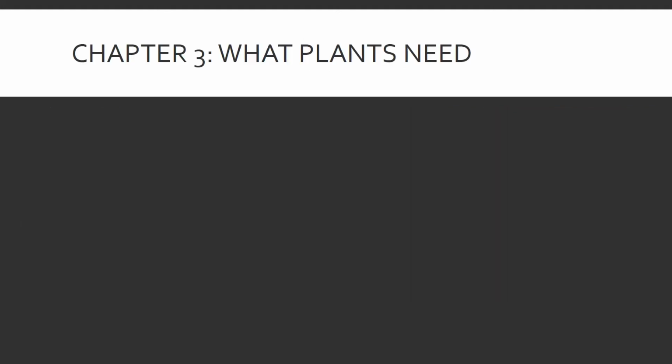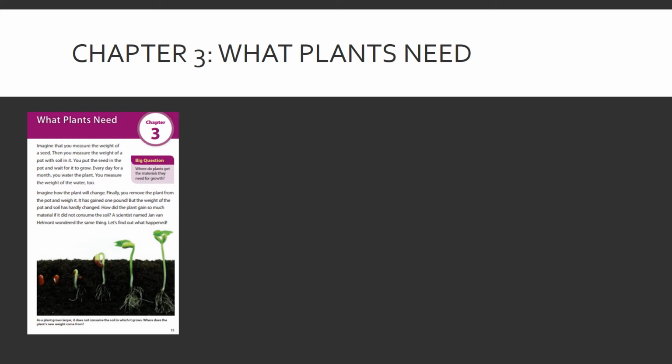Chapter 3, What Plants Need. The big question today is, where do plants get the materials they need for growth? Imagine that you measure the weight of a seed. Then you measure the weight of a pot with soil in it. You put the seed in the pot and wait for it to grow. Every day for a month, you water the plant. You measure the weight of the water too. Imagine how the plant will change.